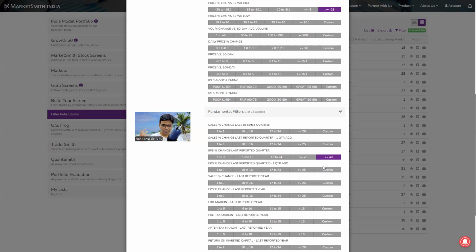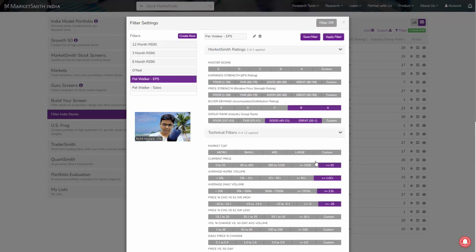They have done a lot of research on this. So I give credit where I have to give credit. This is not my research. They have done all the research and they have found out that whenever the earnings of a company go up 40% from one quarter last year till current quarter of this year, that's a stock you should pay attention to. So this is one filter.